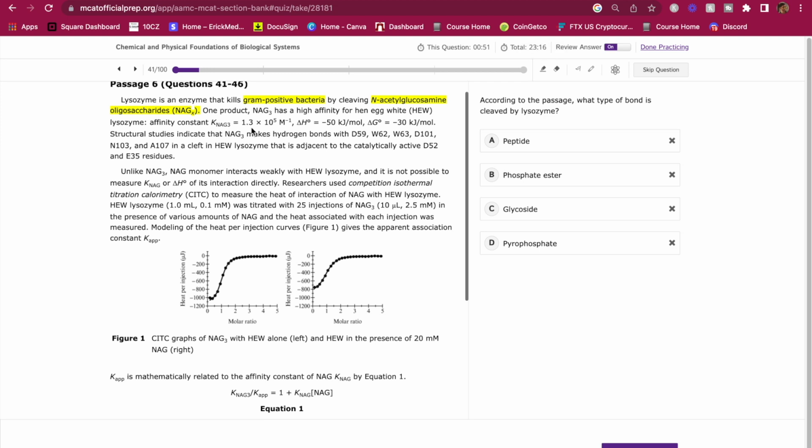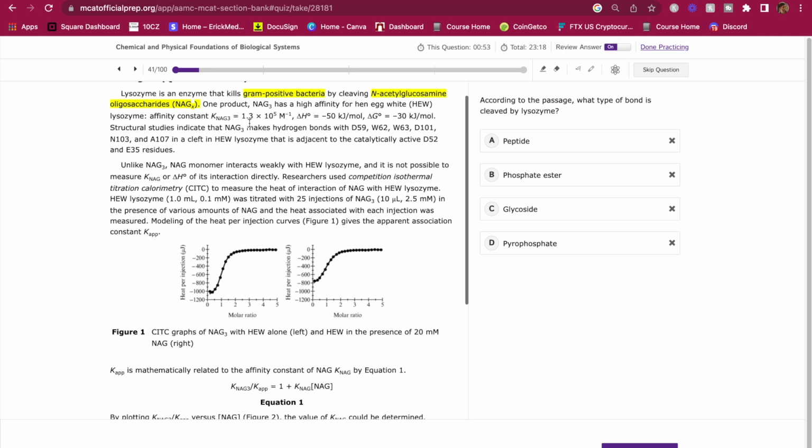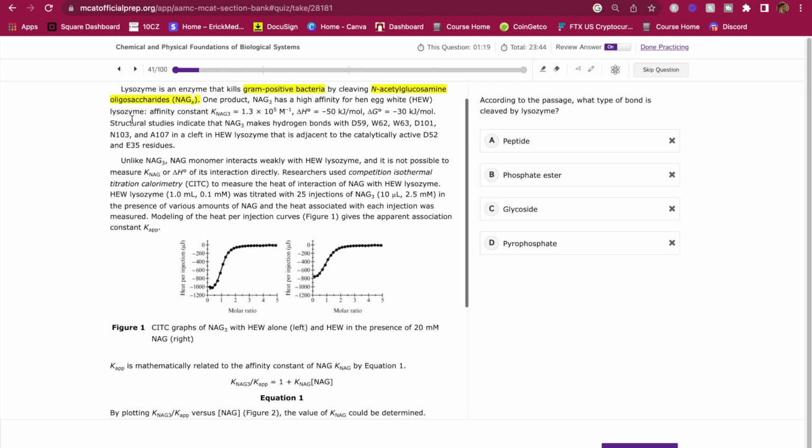One product, NAG3, has a high affinity for hen egg white lysozyme. Affinity constant of NAG3 equals this, delta H equals this, delta G equals this. When I'm given numbers, I quickly go through them. Don't waste your time trying to internalize these numbers. The passage will probably ask a question about these numbers anyway, so you can quickly look at them.